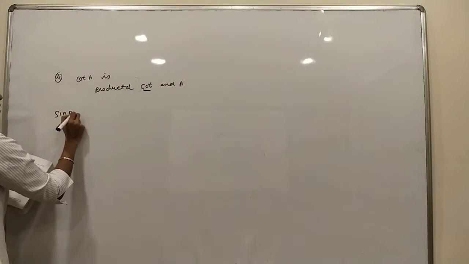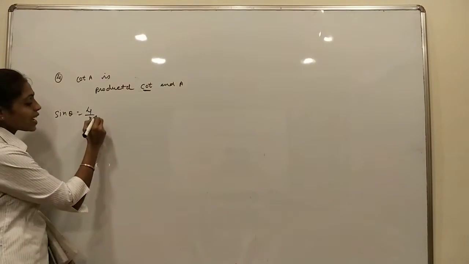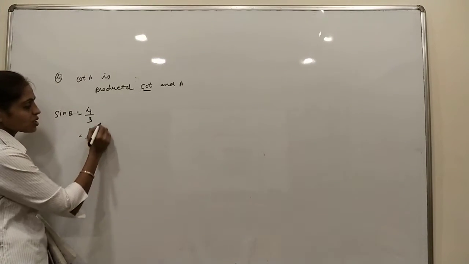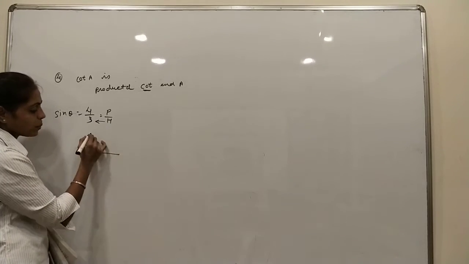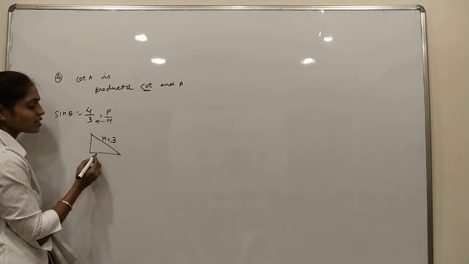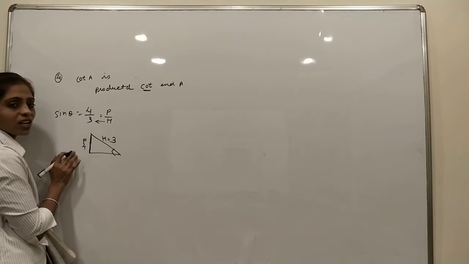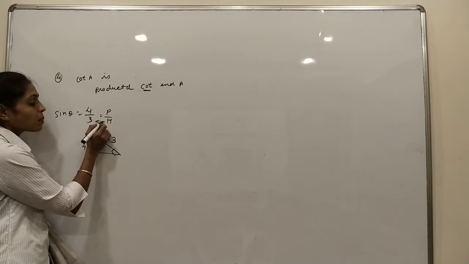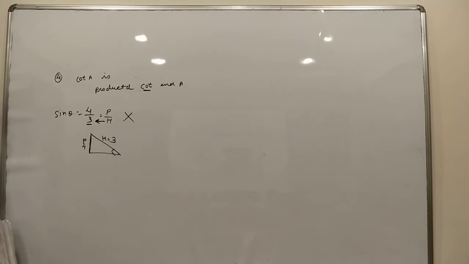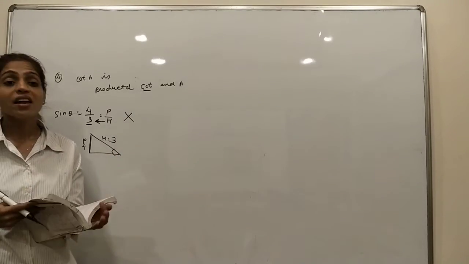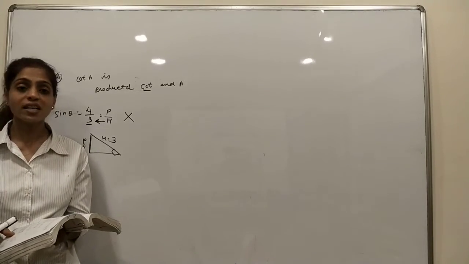Sin theta is 4 by 3. Is it possible? No, it's false. Because sin theta is P by H, hypotenuse must be the greatest side. Here hypotenuse is 3 and perpendicular is 4. The side must be less than the hypotenuse. So sin theta equal to 4 upon 3 is never possible. It's false, because hypotenuse must be greater than perpendicular.